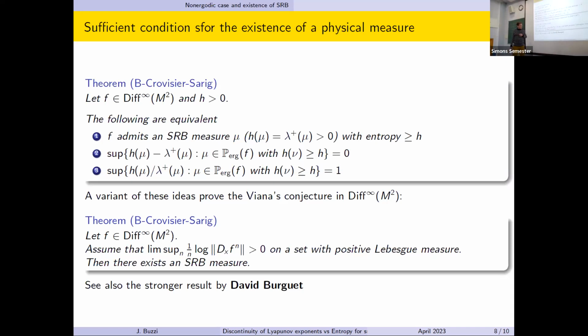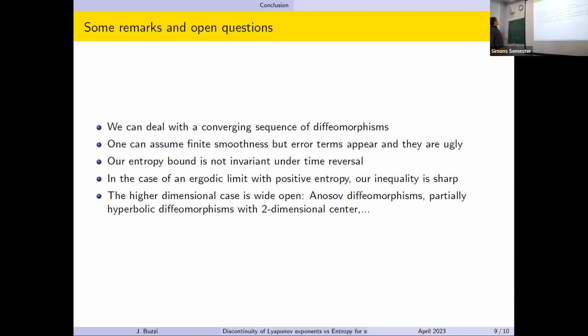So the proofs have some elements in common. But what I would say is that we just apply our ideas from the previous theorem to these curves, and we get some information about exponent and entropy. So we get existence of SRB in this way. He has a more geometric approach, so he gets more information.